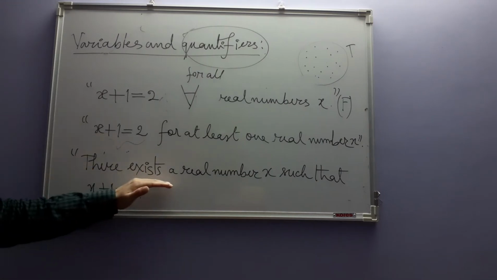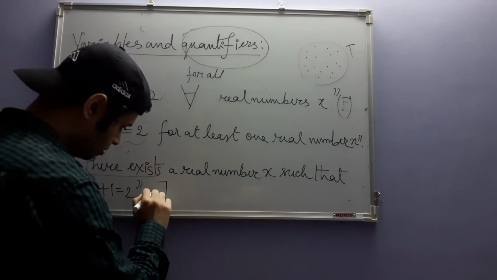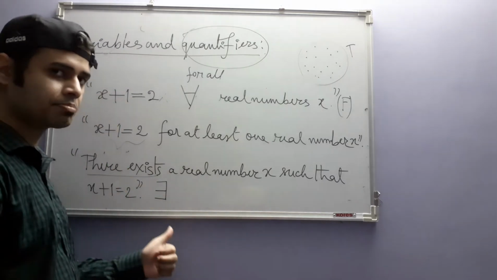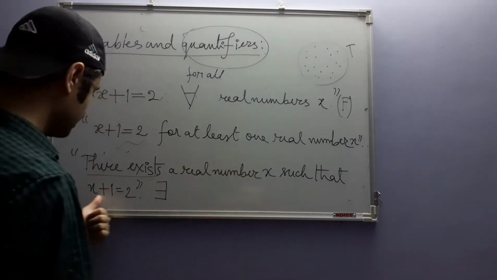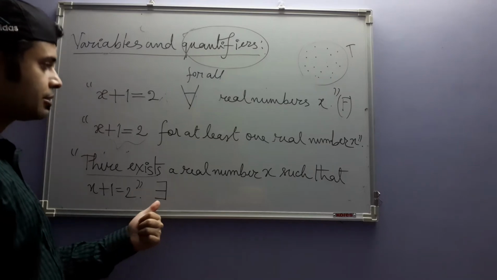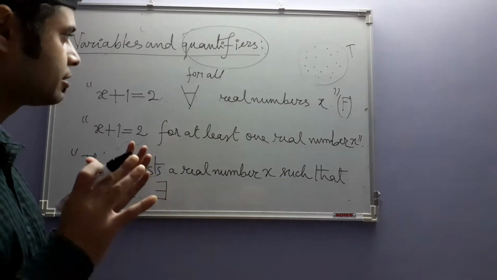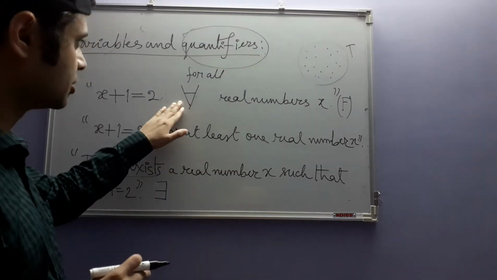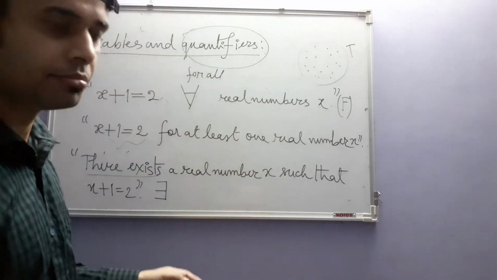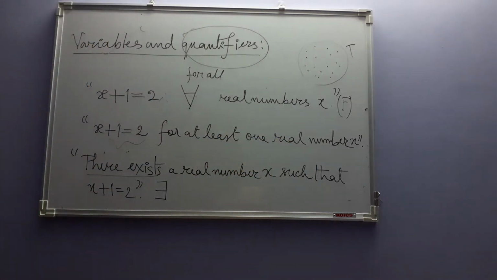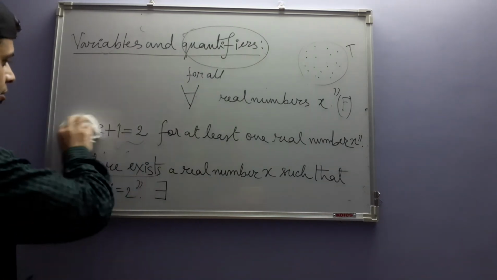Now in place of "there exists," you can also write it like this. This represents "there exists." There exists a real number x such that this. Actually, these symbols are nothing but ways of making the thing more compact, more economical, so that we don't have to write "for all" or "for at least one" all the time.